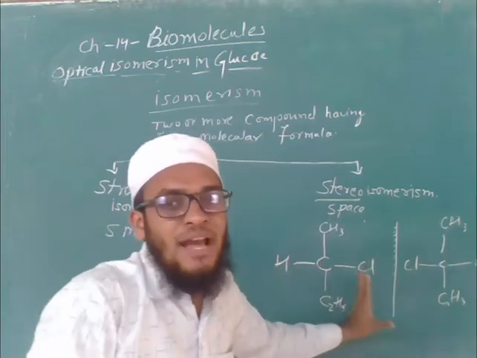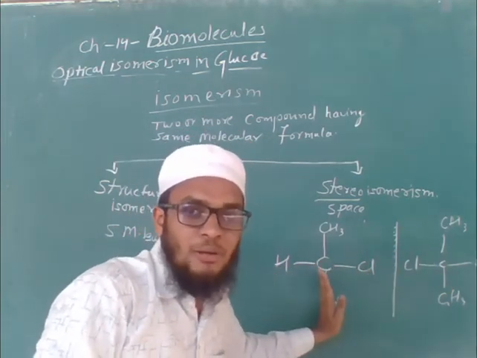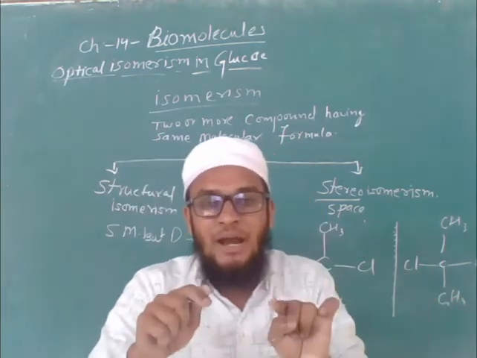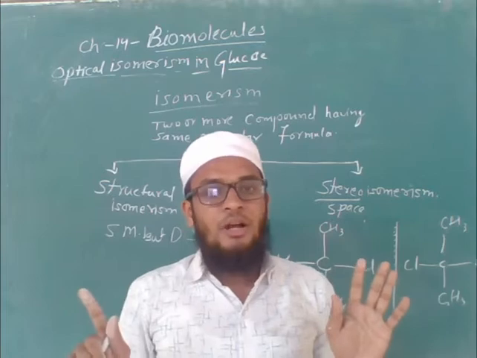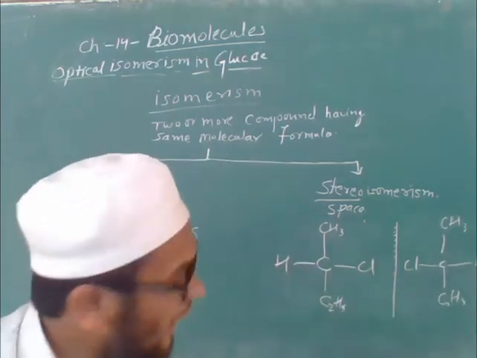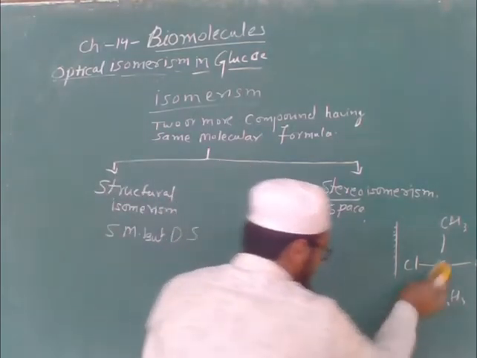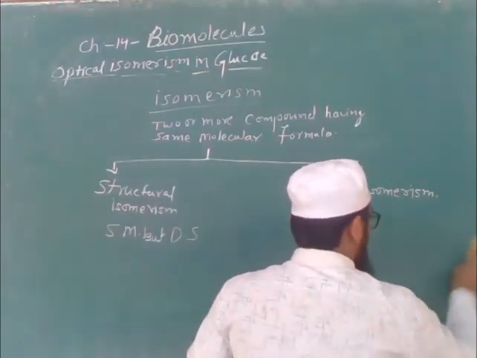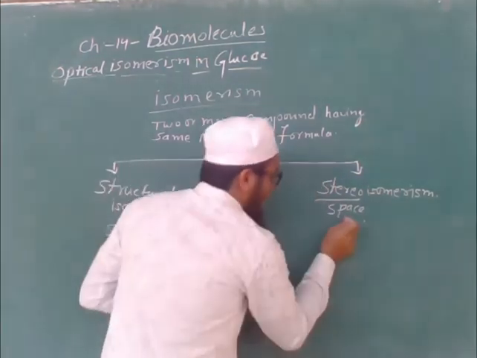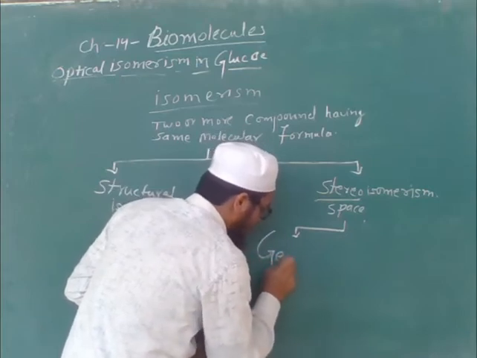So this phenomenon is called stereoisomerism: compounds having the same molecular formula and the same structural formula, but a different arrangement of atoms in space. This stereoisomerism is further classified into two groups. What are they? One of them is geometrical isomerism.